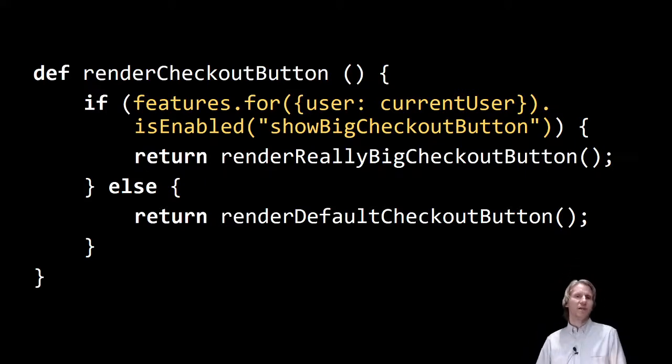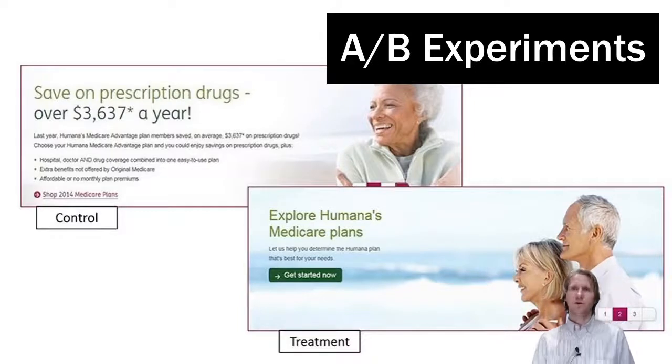So what are feature flags? Essentially, they're just these Boolean conditions picking between two different code paths somewhere in the implementation. Here's an example where, depending on whether the option for show big checkout button is activated for a specific user, we show one or the other code path. And this is used for all kinds of things.